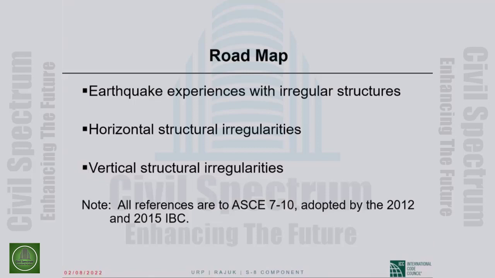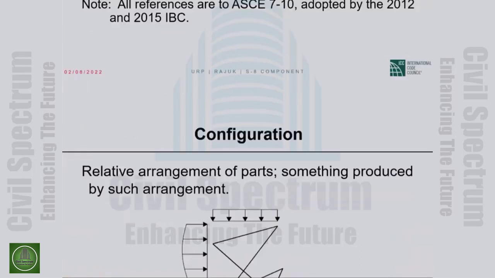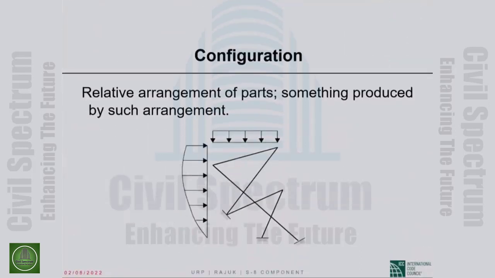And in this segment, all references are to ASCE 7-10 rather than 7-05. 7-10 was adopted by the 2012 and 2015 IBC. I did that because there were some beneficial changes or clarifications made in ASCE 7-10. It's not very different from ASCE 7-05, but a couple of things were improved. So I thought that it was preferable.